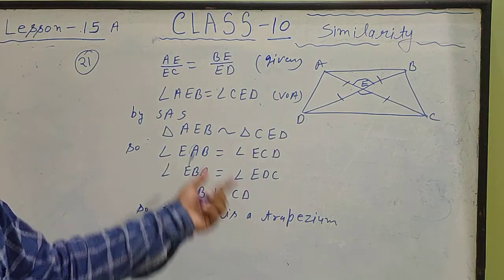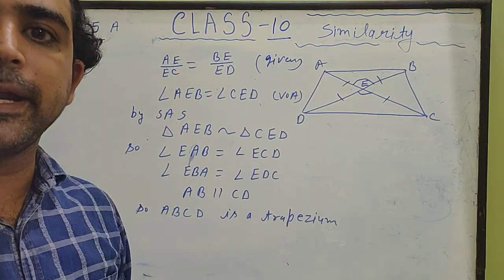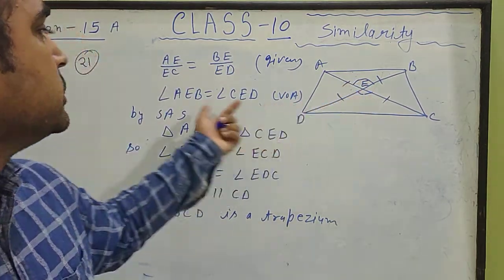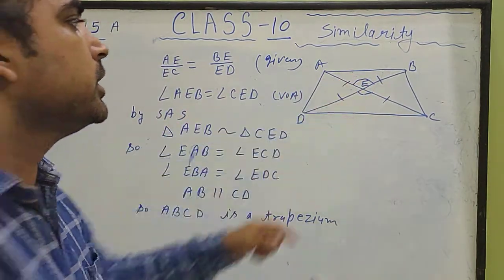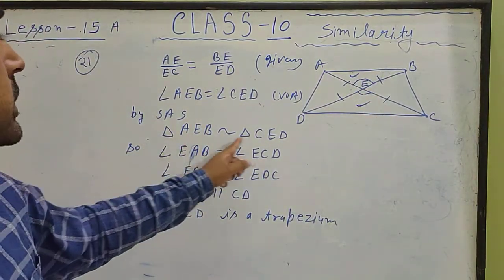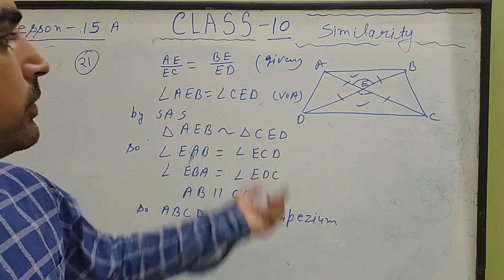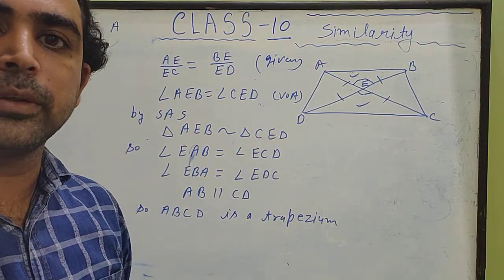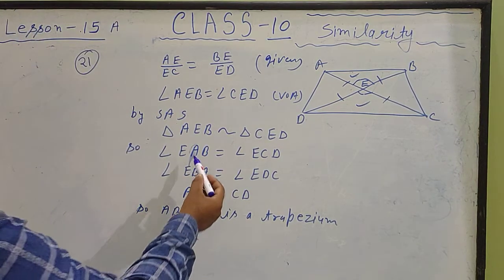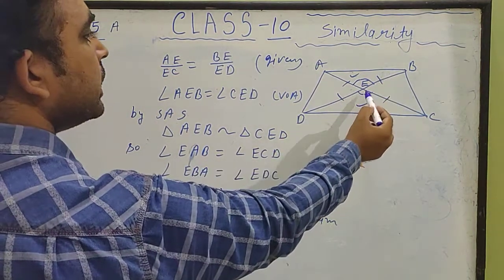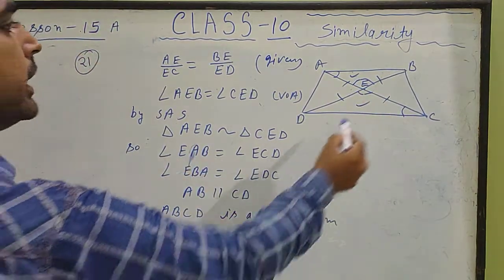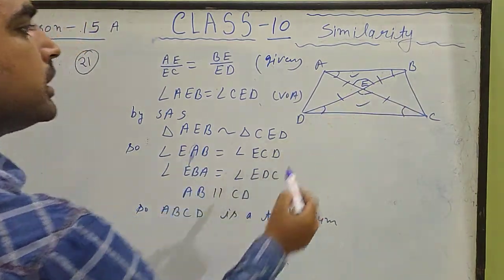So this is the side angle side property, because the ratio is given in two sides and one angle is given. So by side angle side, both triangles are similar to each other. Triangle AEB is similar to triangle CED. If both triangles are similar, their corresponding angles will also be equal. That means angle EAB is equal to angle ECD, and this angle is equal to this angle.